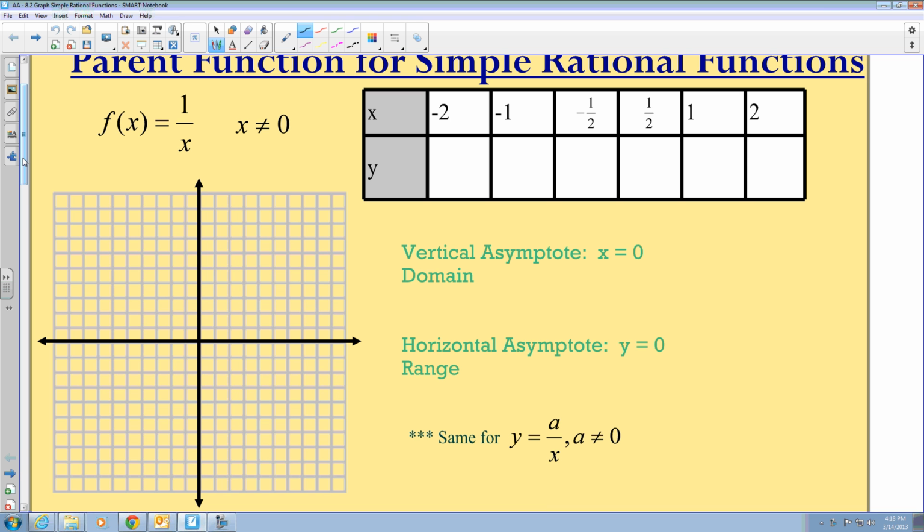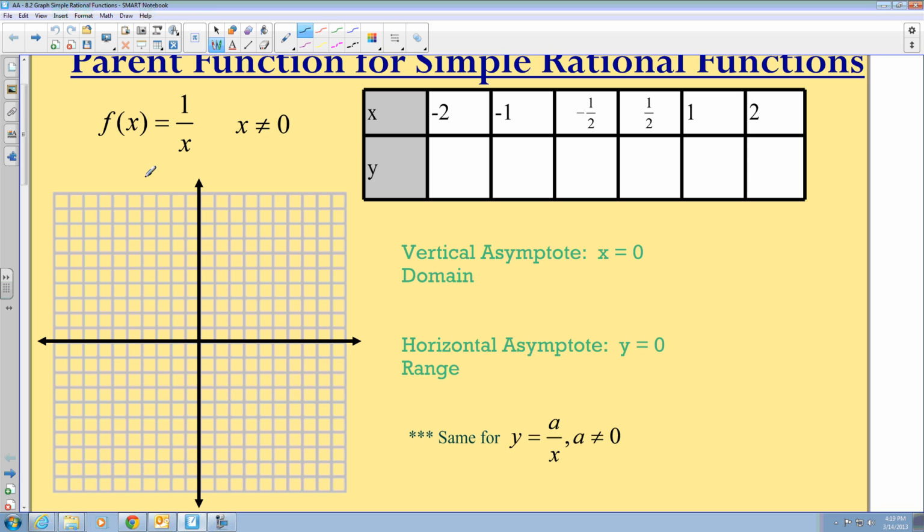Vertical and horizontal asymptotes are the values of x and y that we'll get very, very close to on the graph, but we will never reach that actual number. For the parent function, the vertical asymptote is x equals 0, and the horizontal asymptote is y equals 0. It's pretty obvious for x equals 0 because you can't take 1 and divide it by 0 and get a defined function. If you punch it in your calculator, you'll get an error code, it'll be undefined.